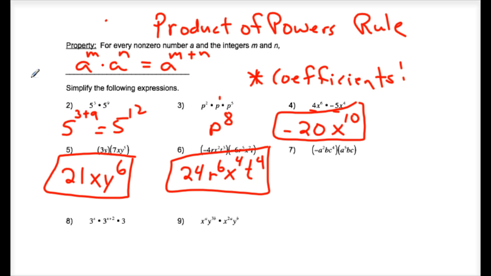X squared times x squared is x to the 4th. T cubed times t is t to the 4th. 4 problems. Do the next one. You guys can all do this.